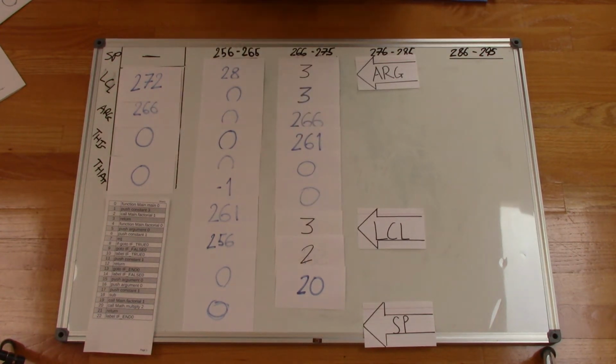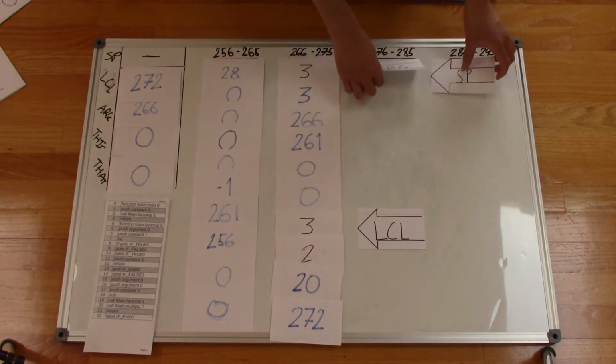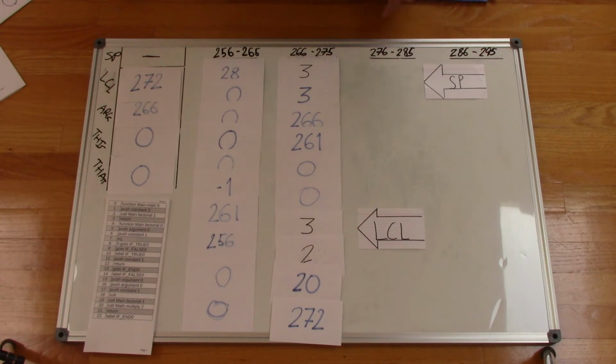The next thing we need to do is push a copy of our local card onto the stack. So make a copy of 272, push that onto the stack. And now our stack pointer moves all the way over here because I'm wrapping around. And so now it's pointing at 276.